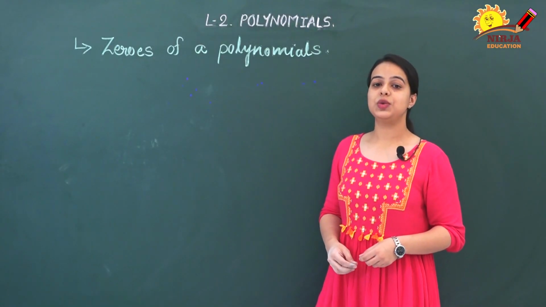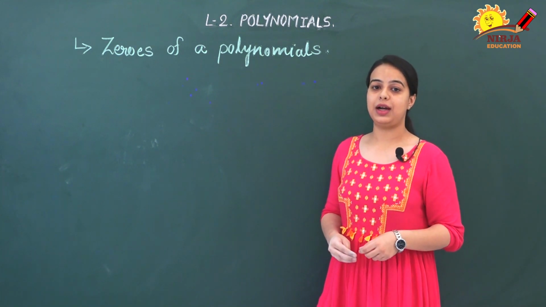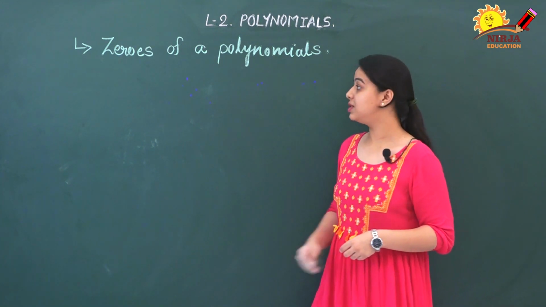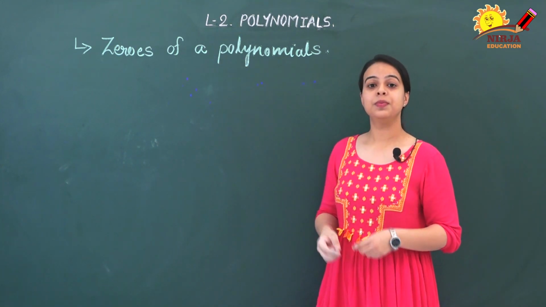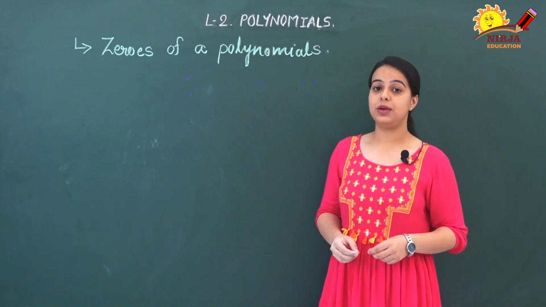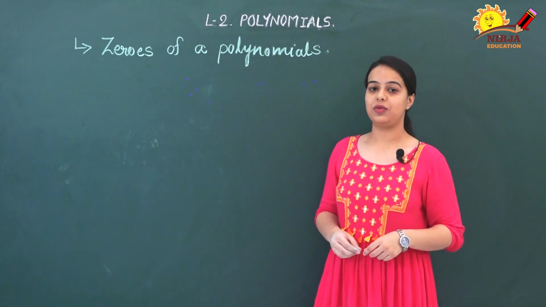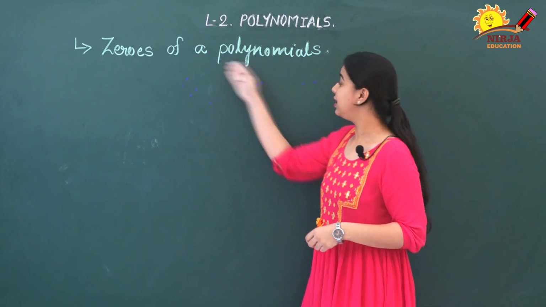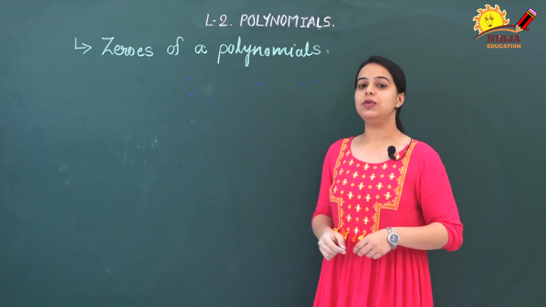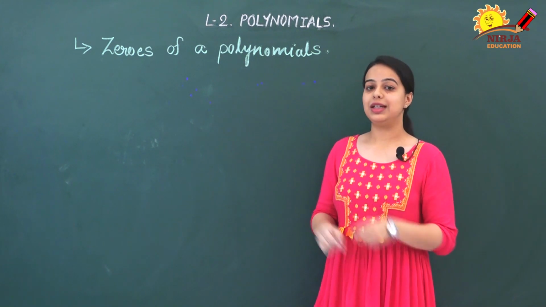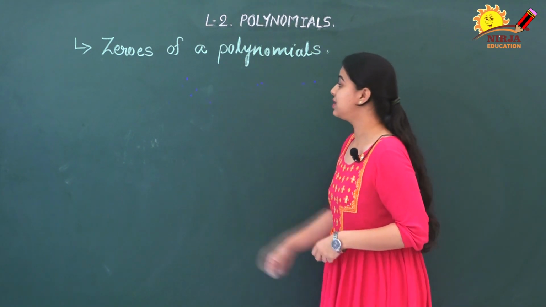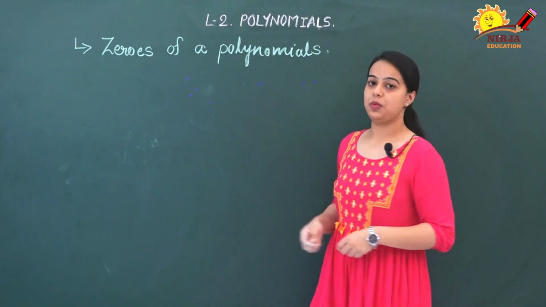Now, we are moving towards a very important part of your chapter, which is zeros of a polynomial. Why is this part so important? Because this part is having connectivity with other parts of this chapter. So, if you are having a clear idea about this part, then it is going to be useful to us in later parts. So, now let us start zeros of a polynomial.